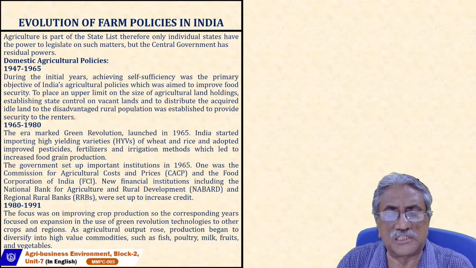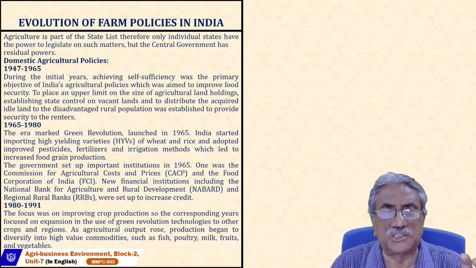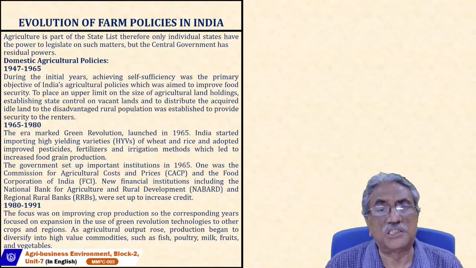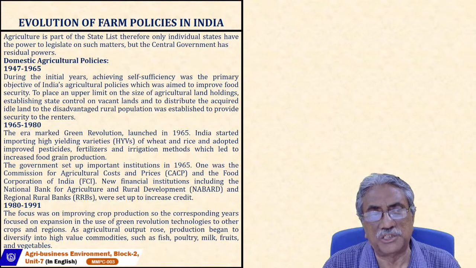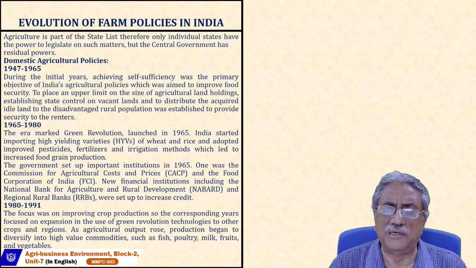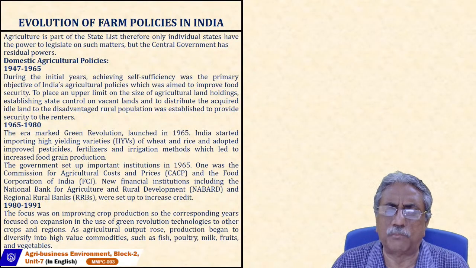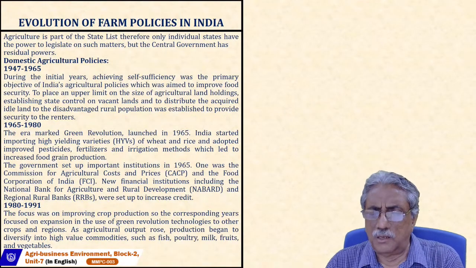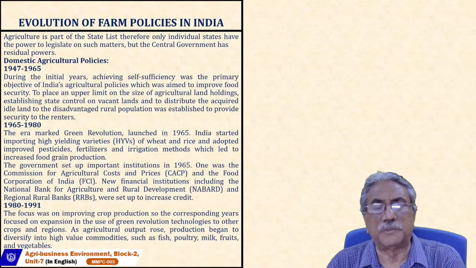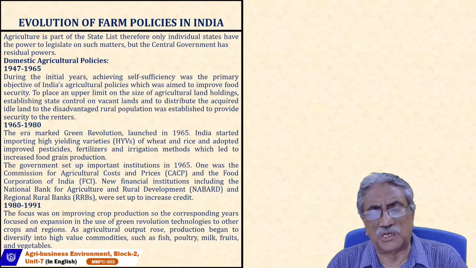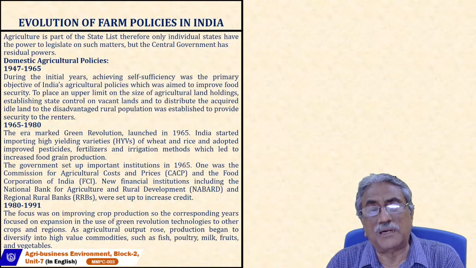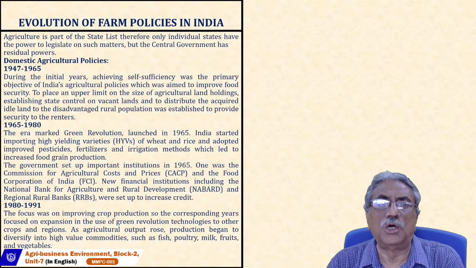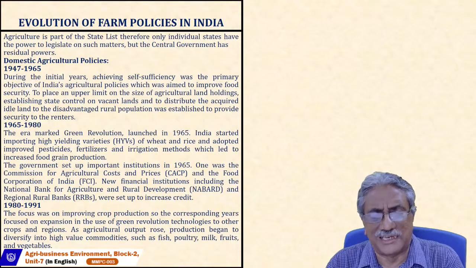So to place an upper limit on the size of agricultural land holding, establishing state control on vacant land, and to distribute the acquired idle land to the disadvantaged rural population was established to provide security to the renter. Renter means, suppose I have a huge land, so some farmer will come and say, Babu, give me this land, I will produce the material, this much I will give to you, this much I will keep for myself. It was a very good mutual understanding, but somewhere it was also exploitative. But the government felt this should be brought under a law, and then the agricultural land holding was sealed.